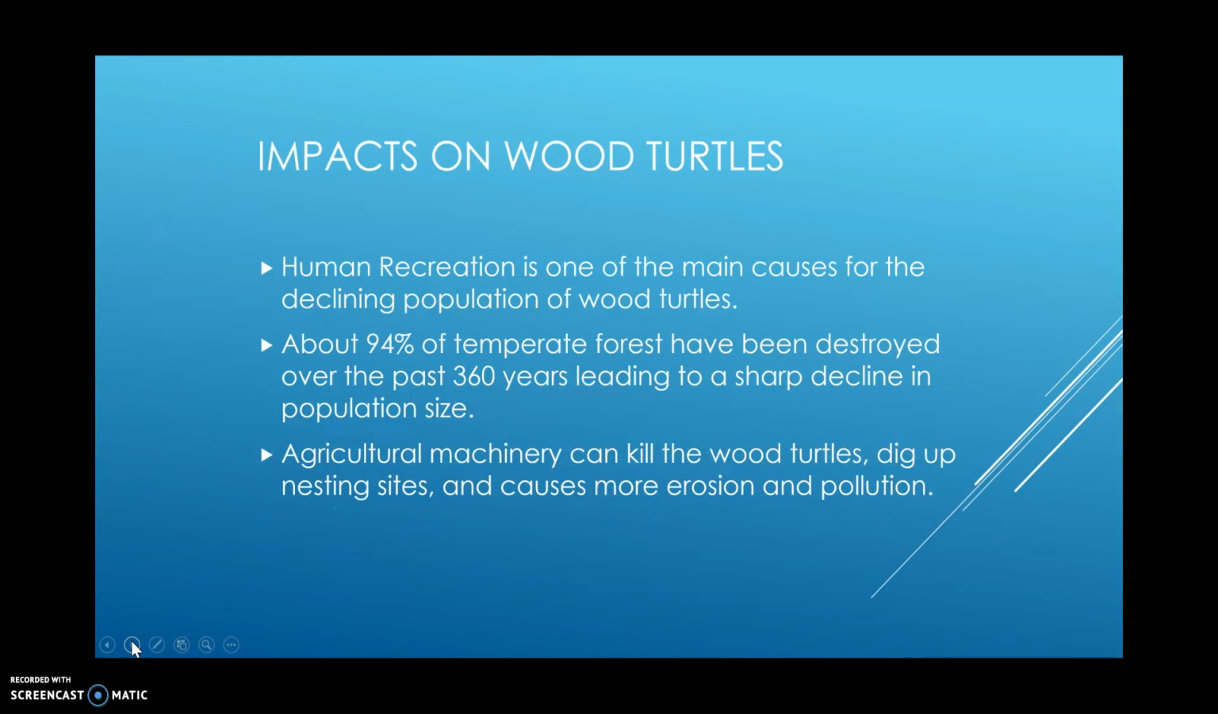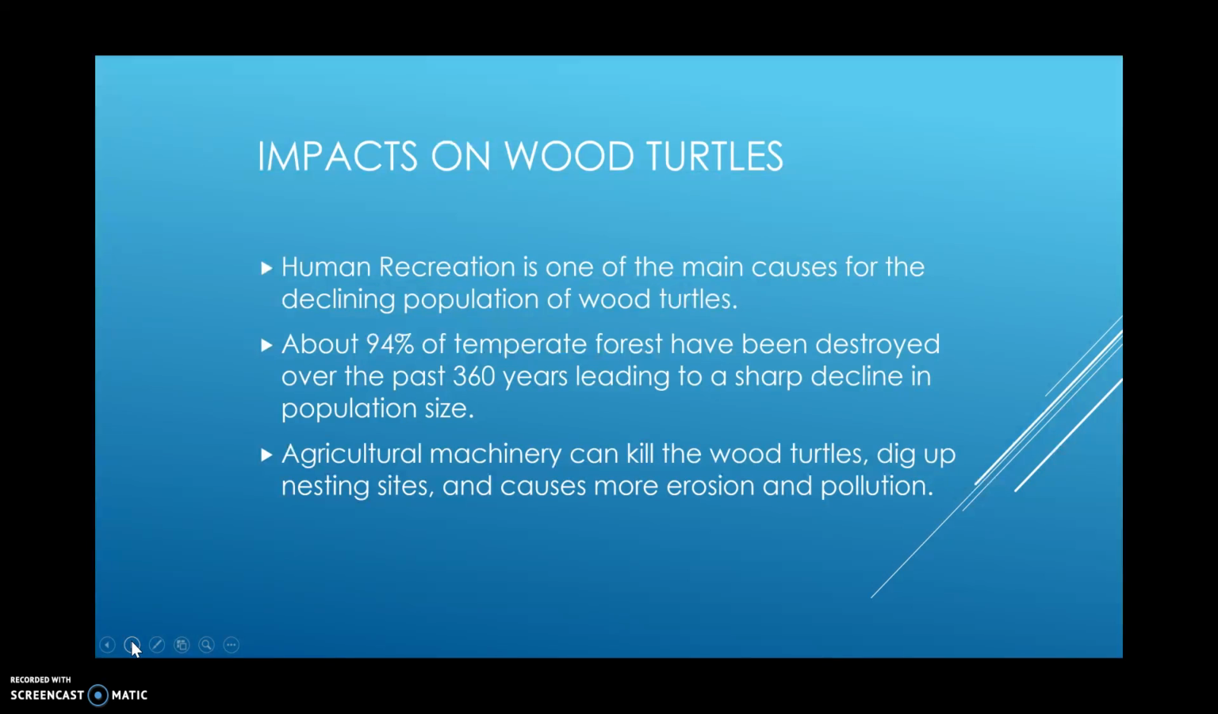Some impacts on wood turtles revolve around human recreation and agriculture. Human recreation is one of the main causes of the declining population. Recreation includes things like public parks and deforestation. About 94% of temperate forests have been destroyed over the past 360 years, leading to a sharp decline in their population size. And that's a very big scale. 94% is a huge chunk of their homes and where they live.